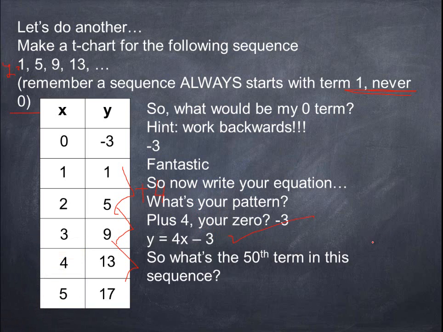How'd you do? So now find the 50th term in the sequence. Hit pause. Okay, so you're going to plug in 50 for x. 4 times 50 minus 3 is 197. Is that what you got? Fantastic.